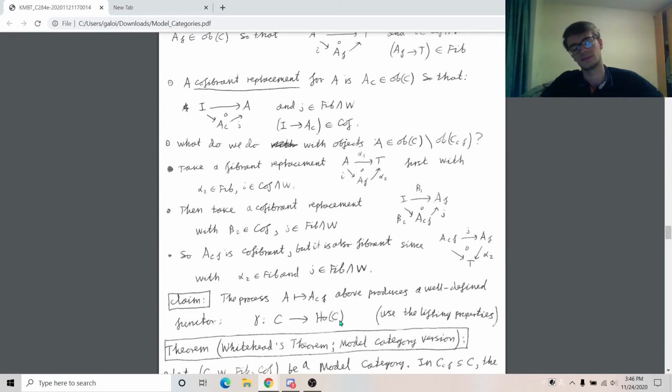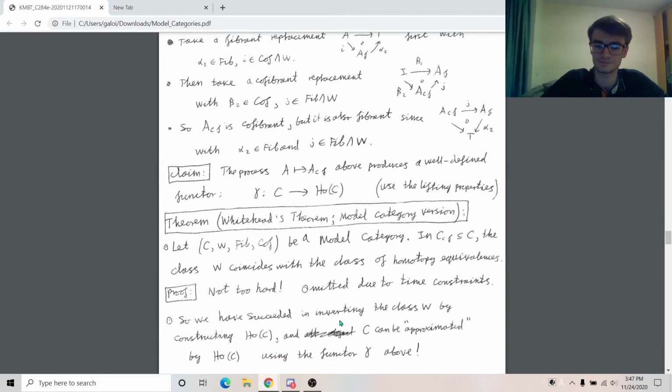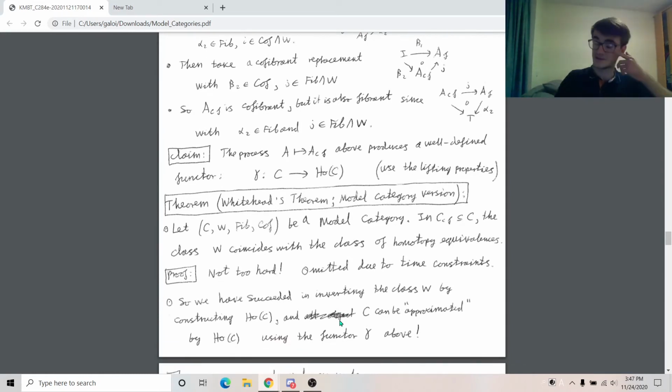And we have the following theorem, the main theorem, the key theorem, which is Whitehead's theorem for model categories. It states that if you have a model category (C, W, Fib, Cof), and you have the full subcategory C_CF of fibrant cofibrant objects, then the class W coincides with the class of homotopy equivalences in this full subcategory. And the proof is not too difficult. It's about two sides of A4, assuming a few lemmas maybe. And it's just Sudoku using all the axioms of model categories. It's a very nice proof. You can look it up in Mark Hovey's book.